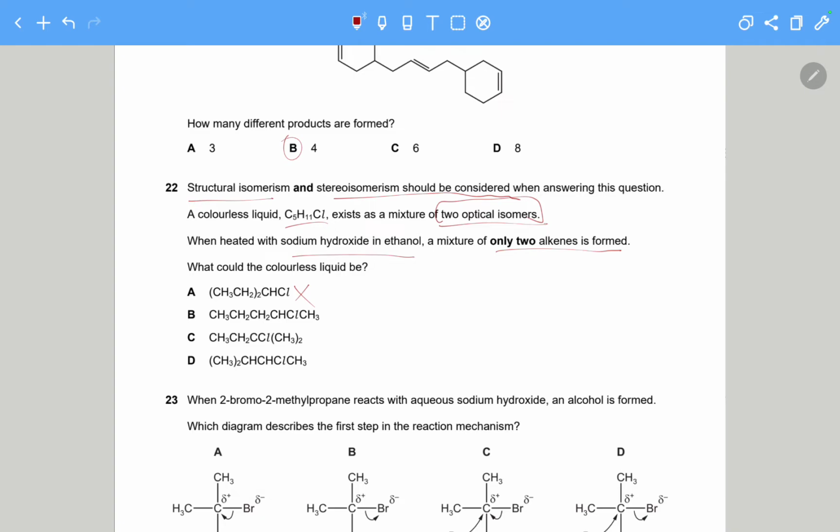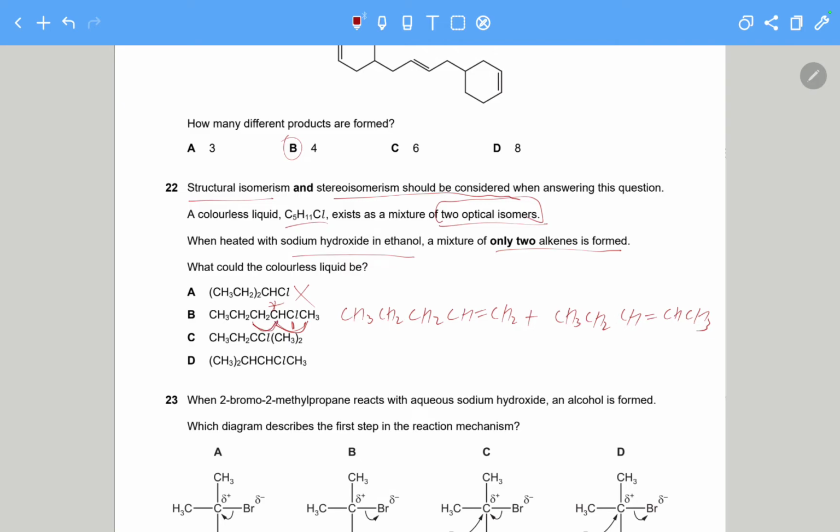CH3CH2CH2CHClCH3. So this is a chiral carbon atom because it has 4 different groups attached to it, and when we heat it with sodium hydroxide and ethanol, the products that we can get are CH3CH2CH2CH=CH2, one is this, plus CH3CH2CH=CHCH3. Because remember, the chlorine is here, which means when elimination happens, a double bond can form between these 2 carbon atoms, or it can form between these 2 carbon atoms, right?